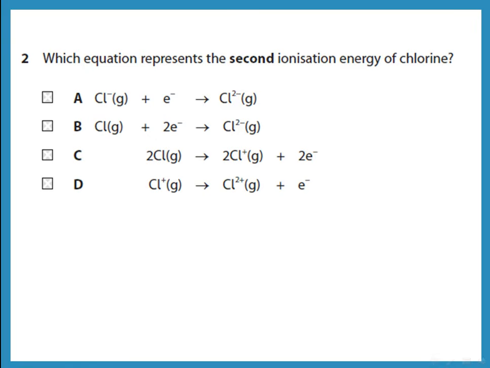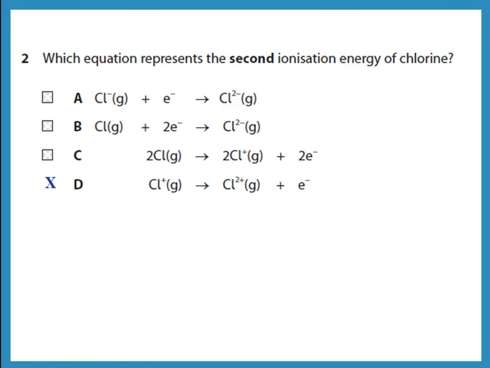So those first two equations, A and B, are wrong. He's saying Cl minus plus electron. No, ionization energy is Cl going to Cl plus, that's first ionization energy, and then Cl plus going to Cl2 plus, that is my second ionization energy. You should realize that D is the equation for the second ionization energy of chlorine.